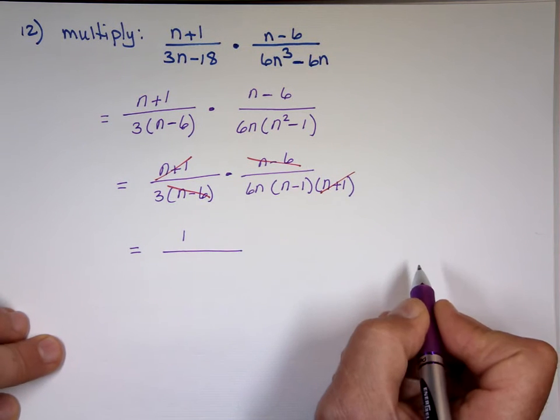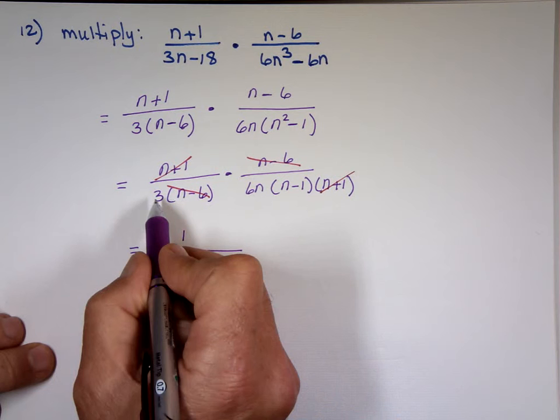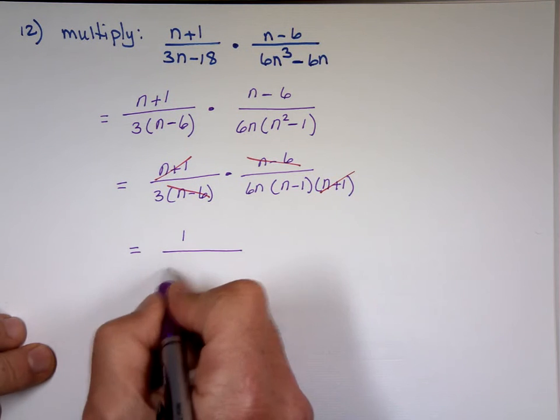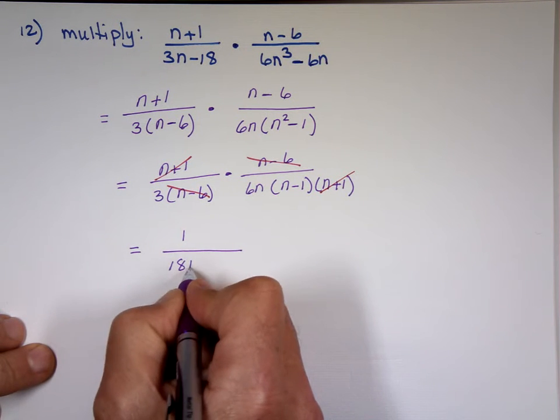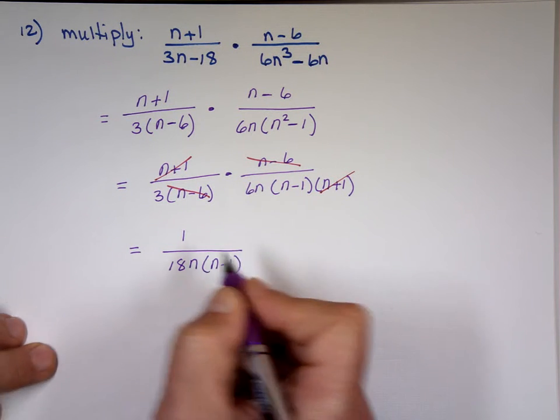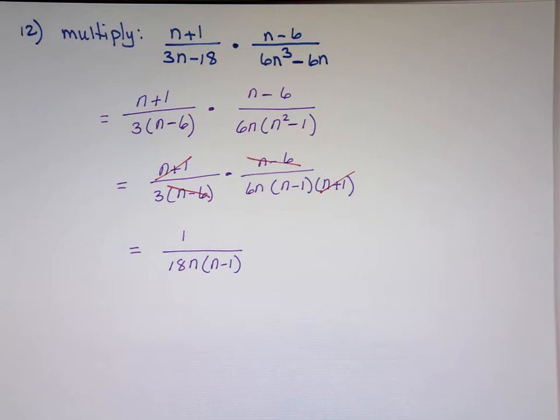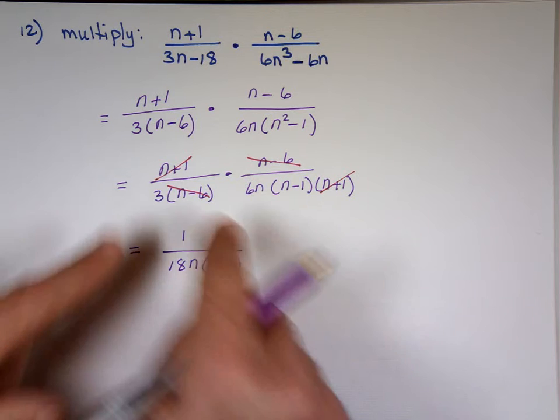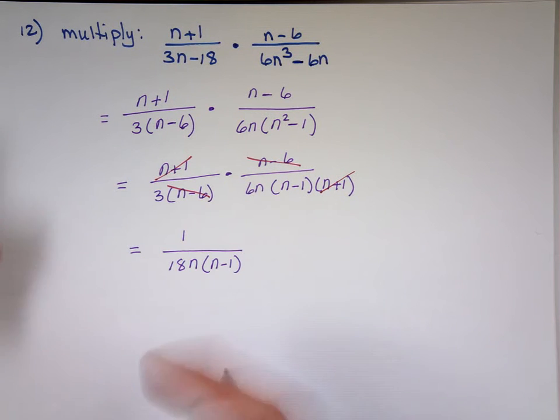What is 3 times 6? 18n times n minus 1. Don't forget the 1 on the top. You'll be surprised how many people just drop the 1, drop the fraction, they go 18n over n minus 1. This is times 1. That's why we put the 1 there. The n plus 1 is n plus 1 times 1. There's always a 1 left there.